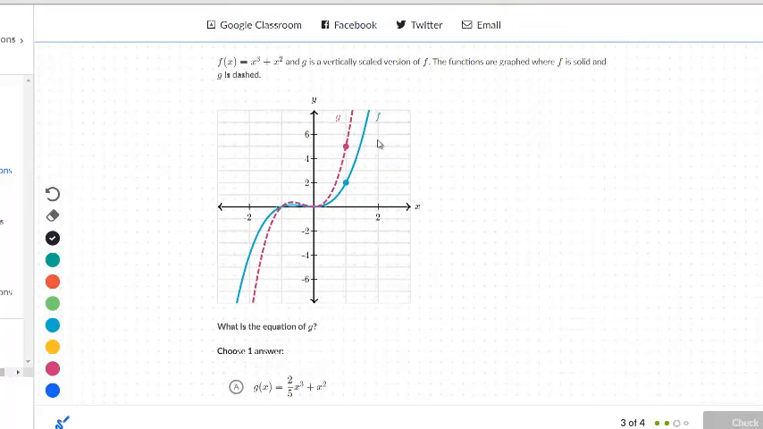So it looks like another one where we're going to be stretching or shrinking, and we're looking for the equation of it. We have our starting equation up here. So my starting equation, x to the third plus x squared, is the solid graph in blue here. And I'm taking this one point and I'm stretching it up to here. So I start at 2, right?